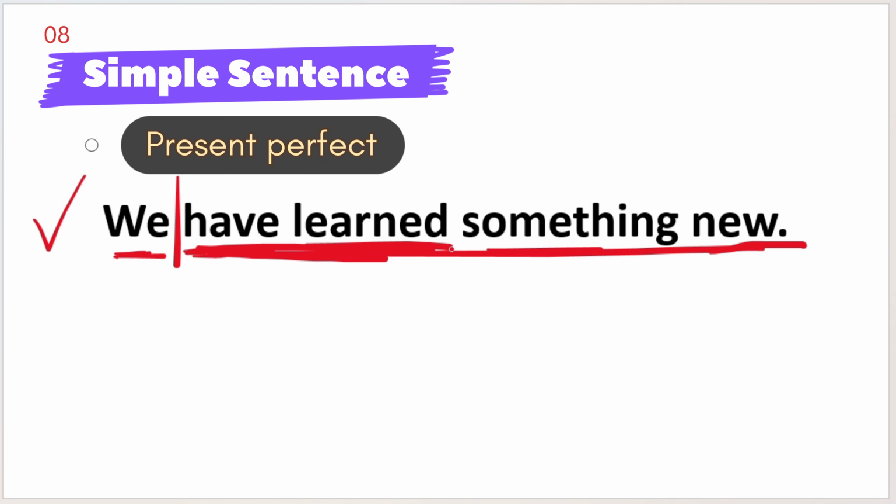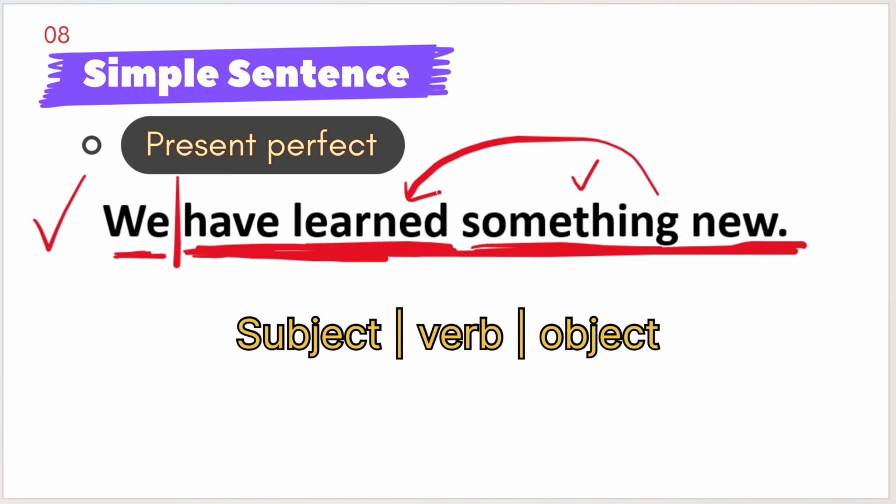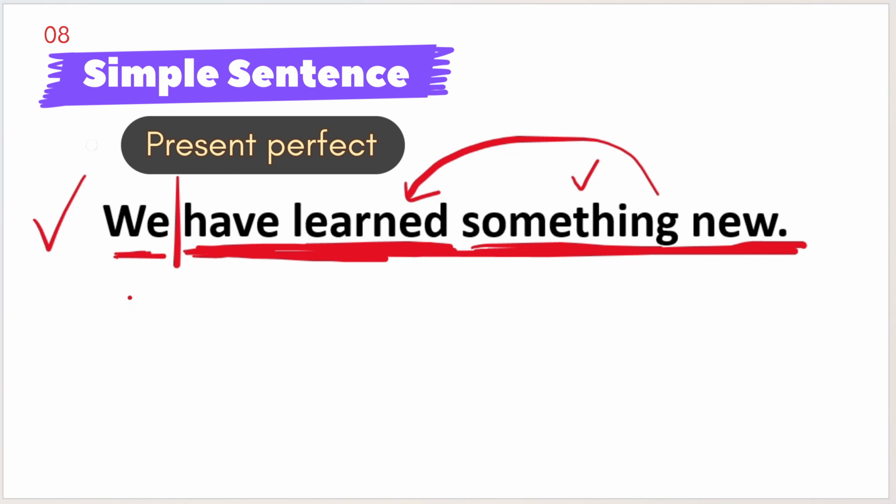It tells us about the activity of this sentence. What does the subject do? So learned here is the main verb, and something here is a pronoun. We call it an indefinite pronoun. And then new here is an adjective. You can call these two words a phrase, and it functions as the object of the verb have learned. All right, coming back again: we here is the subject, have is the auxiliary verb, learned is the main verb, something is a pronoun, and new is an adjective.